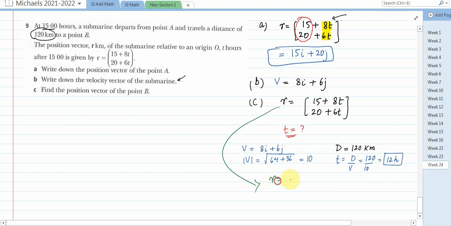Alright, now we have the expression for r and we need to place the value here. R is equal to 15 plus 8 times 12, 20 plus 6 times 12. So 8 12s are 96 plus 15, it's 111i plus 12 into 6, 72 plus 20, it's 92j. That is your final answer for last part.